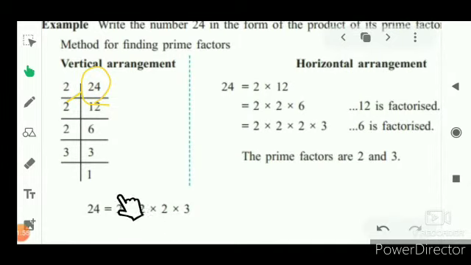So this was the vertical arrangement. First of all we write 24, then we check by which number it is divisible. It is divisible by 2. In the same way we continue this process until we get 1 at the last. So this was the vertical arrangement method.